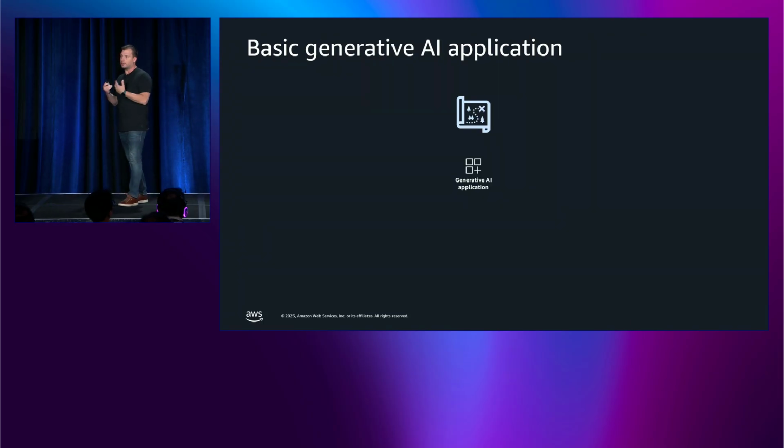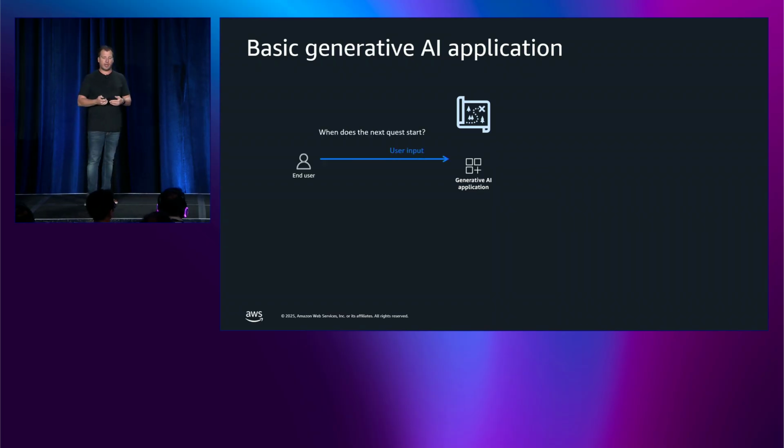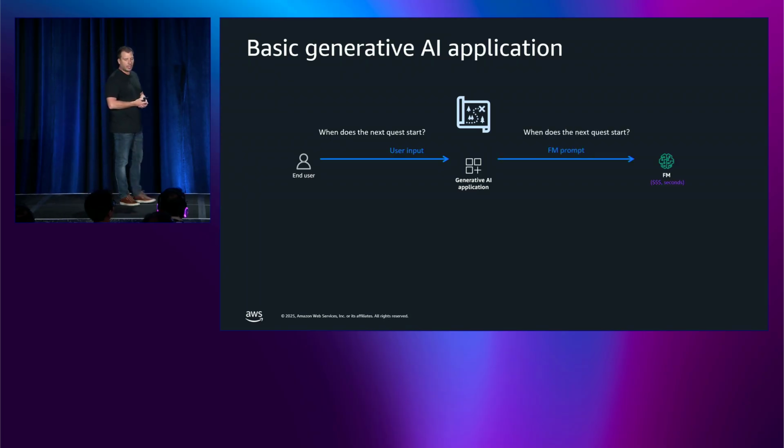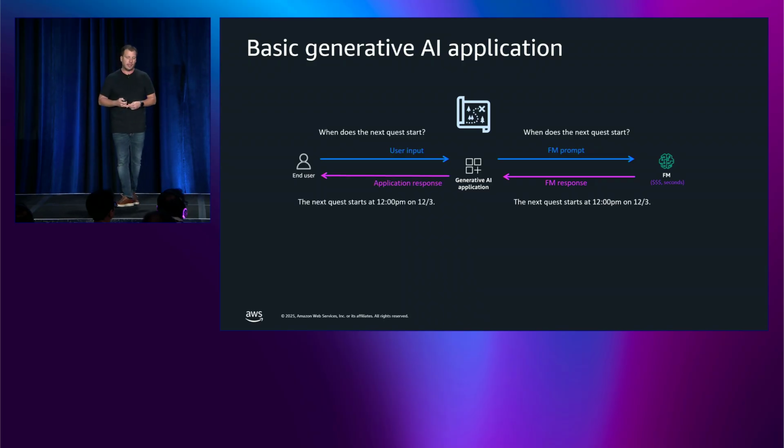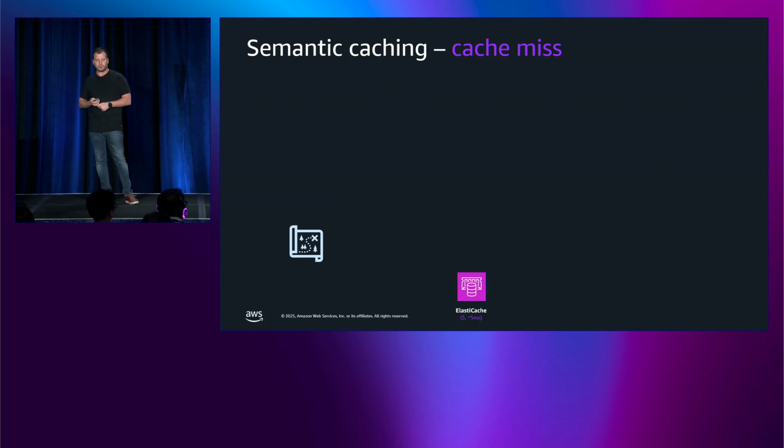Let's assume that we have the generative AI application, and our user is now asking when the next quest is supposed to start. So what we are going to do is query the foundation model and ask it when the next quest is going to start. This is a bit costly and expensive from both a cost and performance perspective. But once we receive the data, we can return it to the client itself.